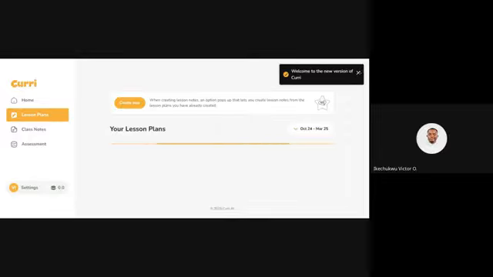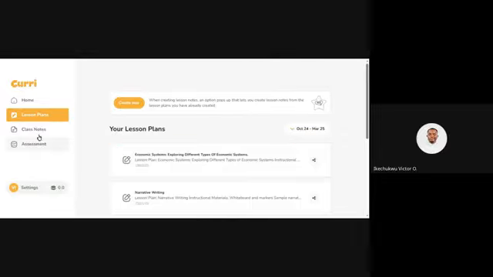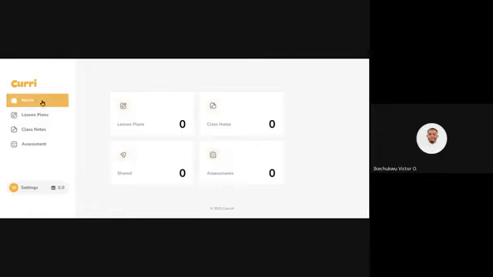Oh, this is actually the one I'm familiar with. Okay, sorry. So this is it, actually. The home is where you see, yeah, it's the dashboard.